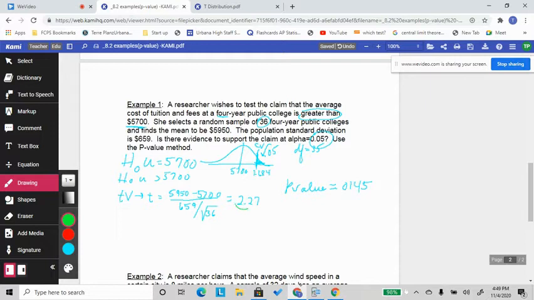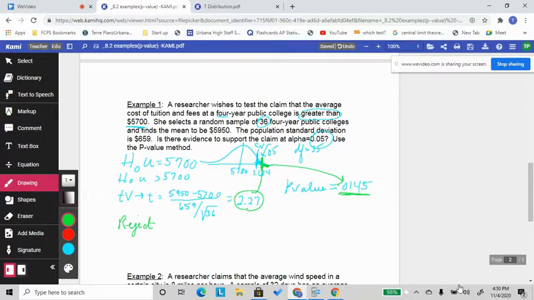All right, so 2.27. 2.27 lands in the shaded, so we're going to reject. Okay, so let's talk about what this 0.014 means, this p-value. All right, so you are landing right around here. This area here is just the p-value. So all the p-value is, is the tail area of your test value. That's all it is.